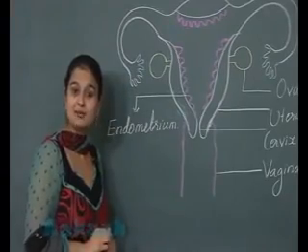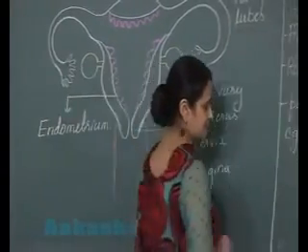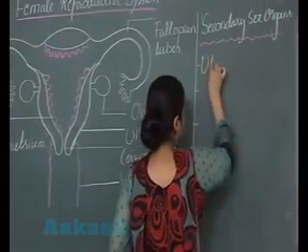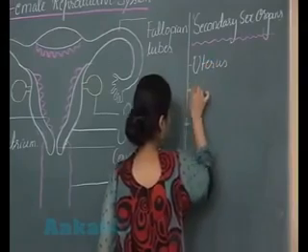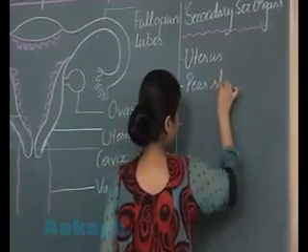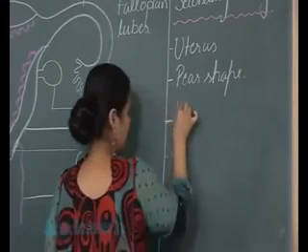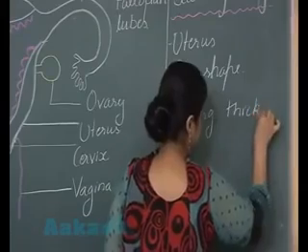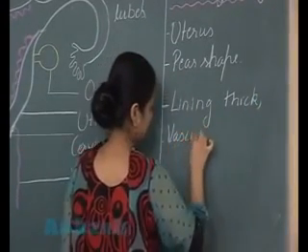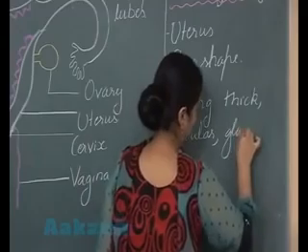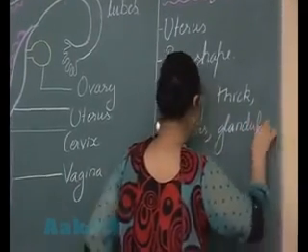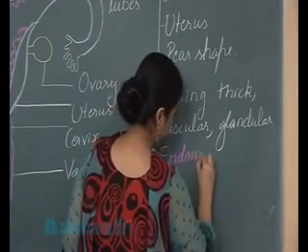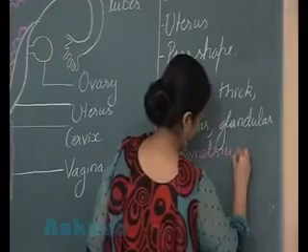So let's write this information about the uterus. Uterus, pear-shaped organ. The lining is thick, vascular, glandular, and this lining is known as endometrium. Right?